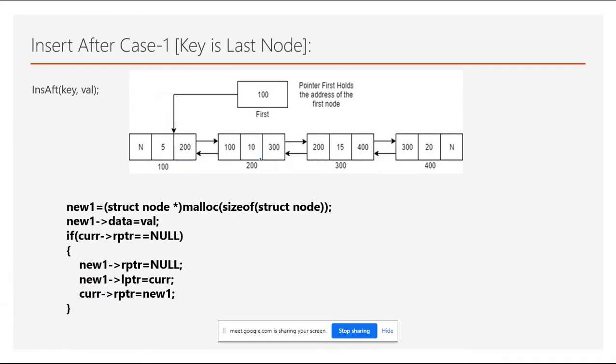Okay. The next function is insert after, right? So obviously in the case of insert after, the user will give 2 values, one that is a key value, and second is the value, right? For example, if the user says I just want to insert, right, after 15, I just want to insert 18.